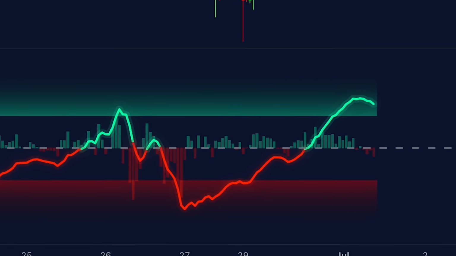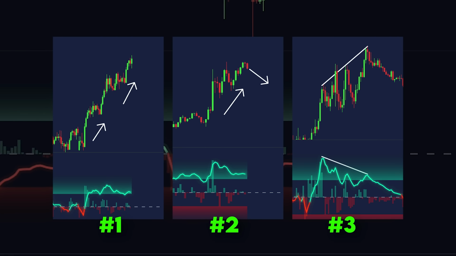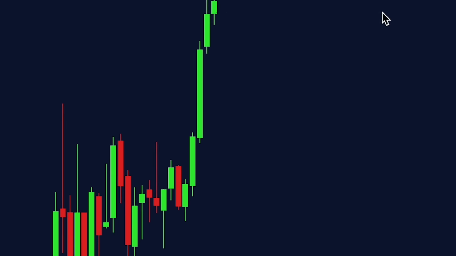And in this video, I'm going to reveal this hidden indicator to you, show you the best settings, and give you 3 powerful applications that will change how you trade forever. Let's get into it. First, head over to TradingView and pull up any chart you want.